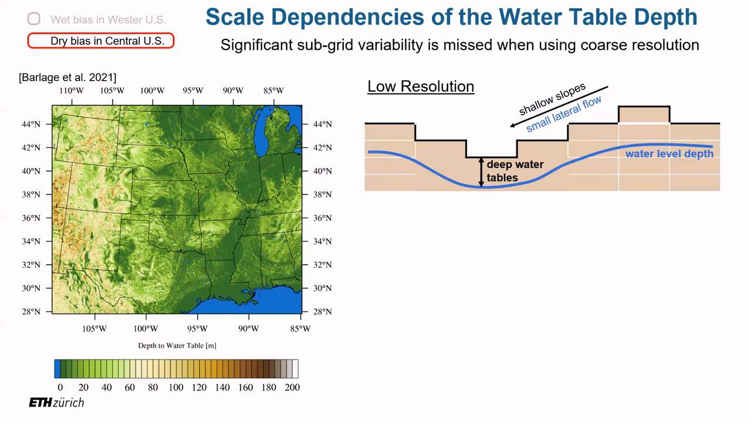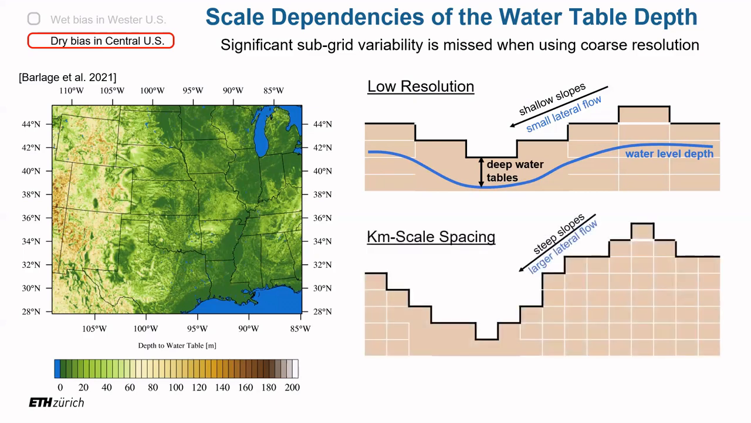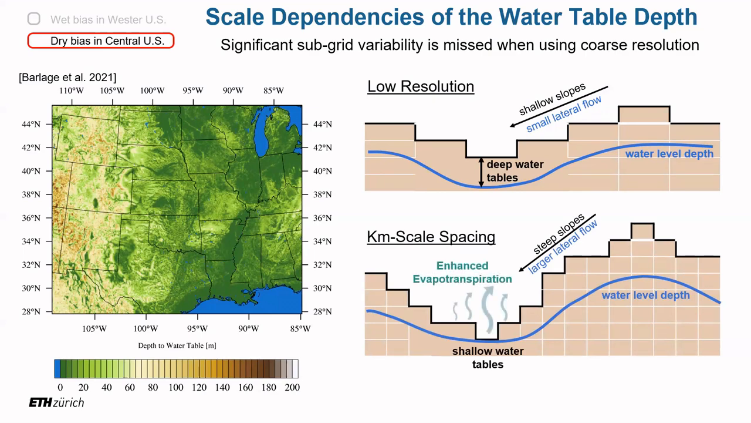But the central US is a region, and you can see this in this map, which shows you the water table depth, lots of dark green. These are very shallow water levels. And you can see all these mesoscale river valleys that we have there. In these valleys, if you go to high resolution, the slopes are much steeper, the lateral flow is much larger, and then you get very shallow water tables in the valleys and deeper water levels in the hills. And this is really increasing evapotranspiration in the whole region.